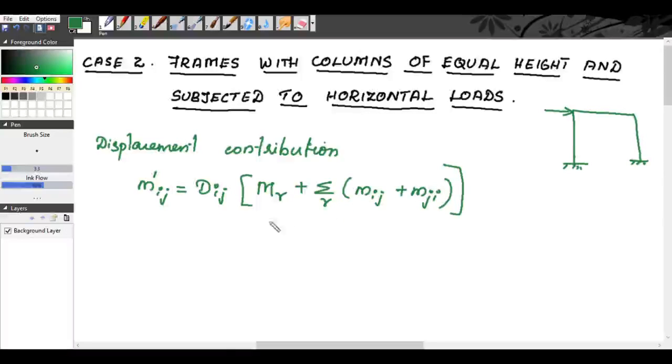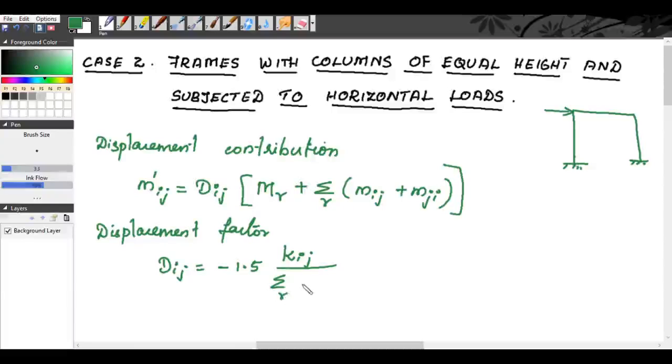And our displacement factor, Dij will be equal to minus 1.5 Kij by sigma R M into Kij. So what is sigma R into M? See, M is a constant depending upon the far ends.